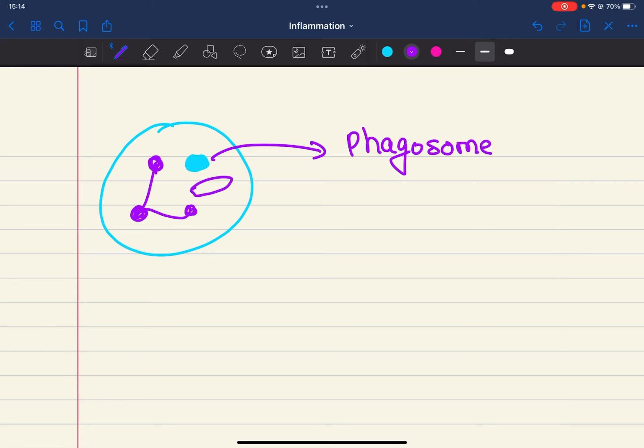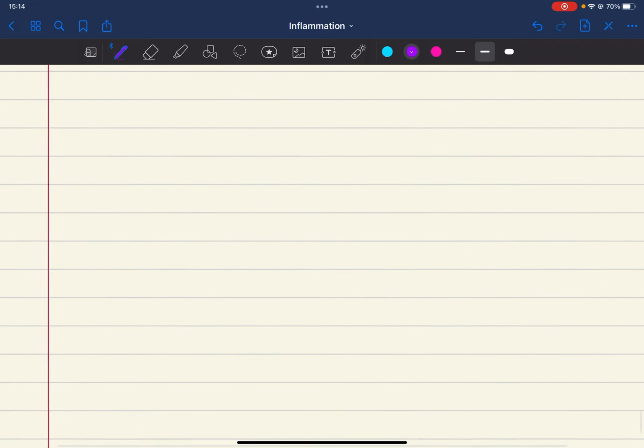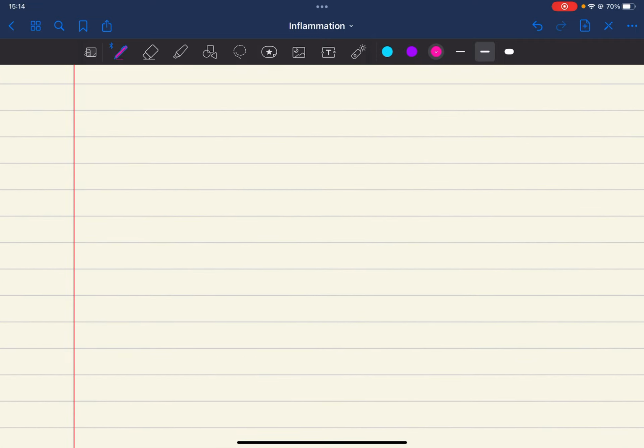Now the phagosome fuses with the lysosome and they form a phagolysosome. It's like a story, very interesting. Now the bacteria need to be killed. For killing, we have two processes. That is called intracellular killing. Now I'll just recap.